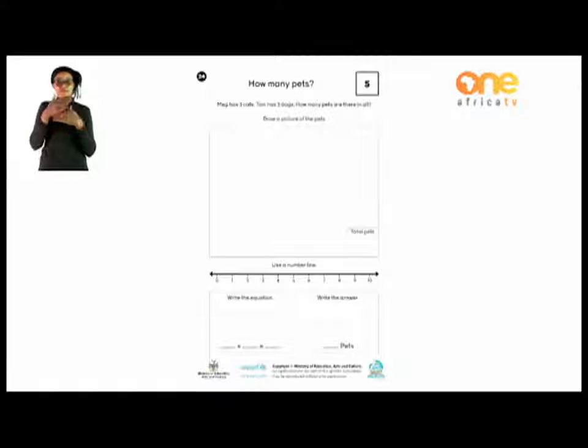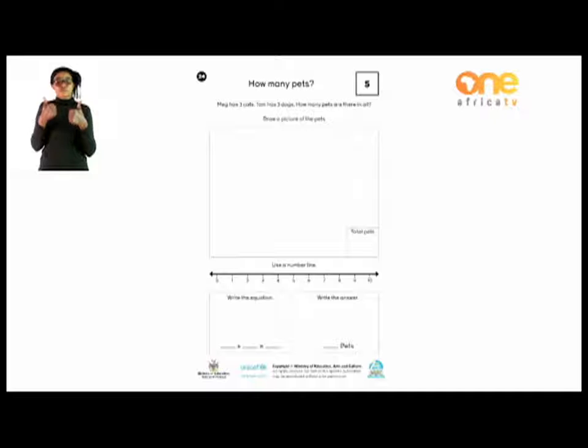After you have done drawing the pets, can you see that small little square there at the bottom? Do you see it? Good. In that square, you must write the amount of how many cats and how many dogs there are. So you say 3 plus 3 equals, okay, and that amount you must write in that small square there underneath.